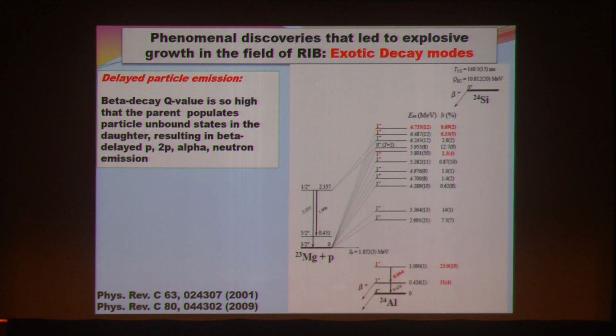Then that is not the only exotic decay mode. Beta decay of nuclei very far away from the stability line, the Q value is so high they can populate in the daughter particle unbound states, resulting in beta-delayed proton, 2-proton, alpha, and neutron emission. In fact, this is one of the spectra from one of our experiments, which is this reference, where we have studied the beta decay of 24 silicon.